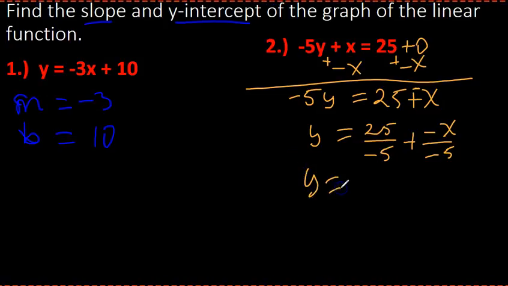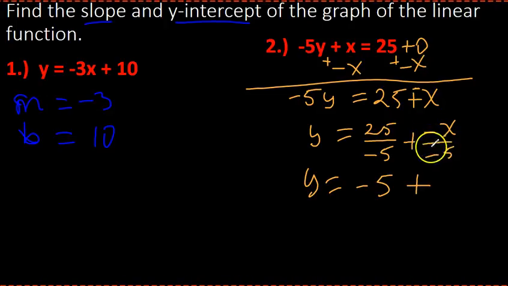So y equals, so 25 divided by -5 is -5, because positive divided by negative is negative. And then plus, negative divided by negative is positive also. So we have x over 5.